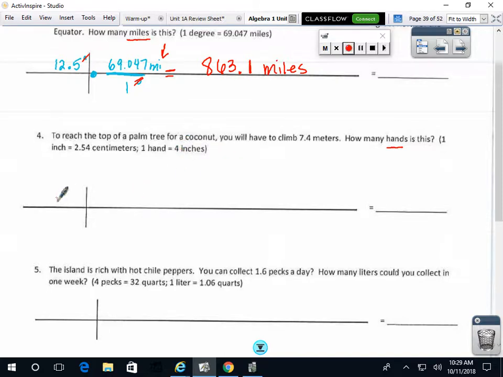So what do we start our conversion chain with? Right. You're going to have to climb 7.4 meters. So that's what we start our conversion chain with. Now whatever's in the top will now go in the bottom. So meters goes in the bottom. What is something they told us about meters?